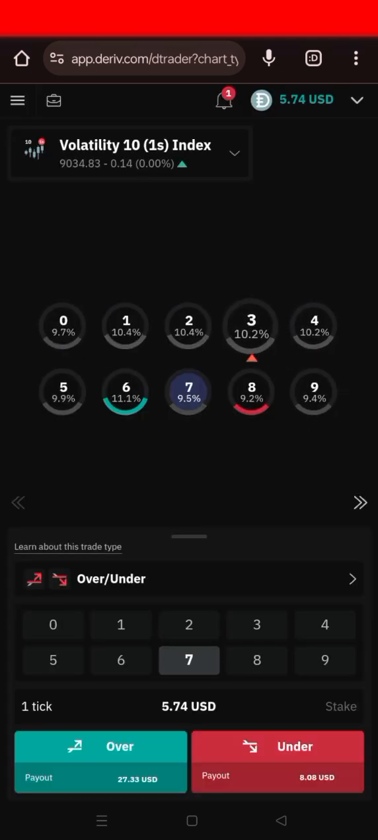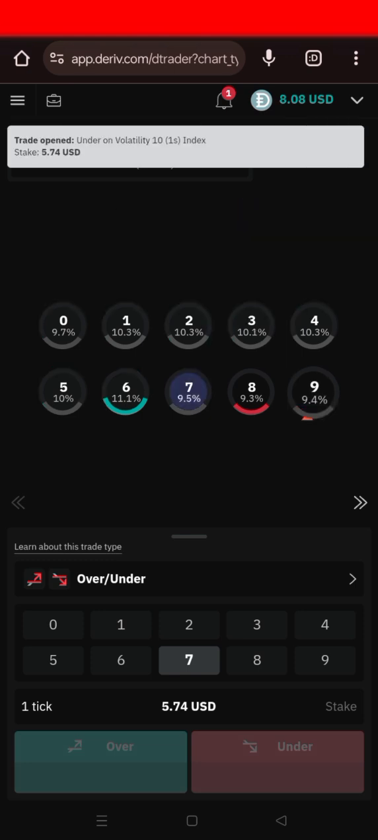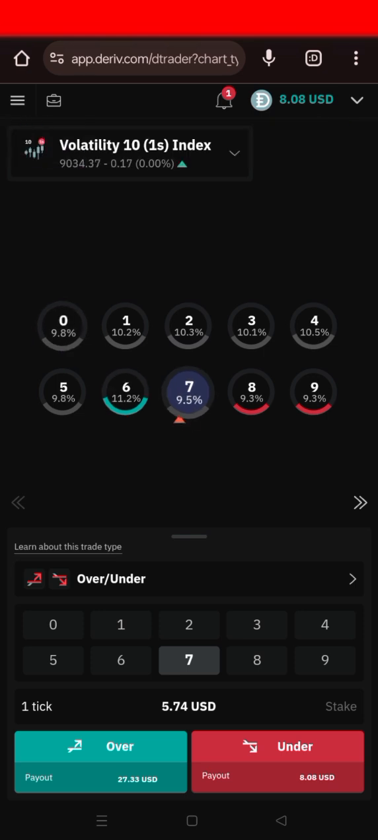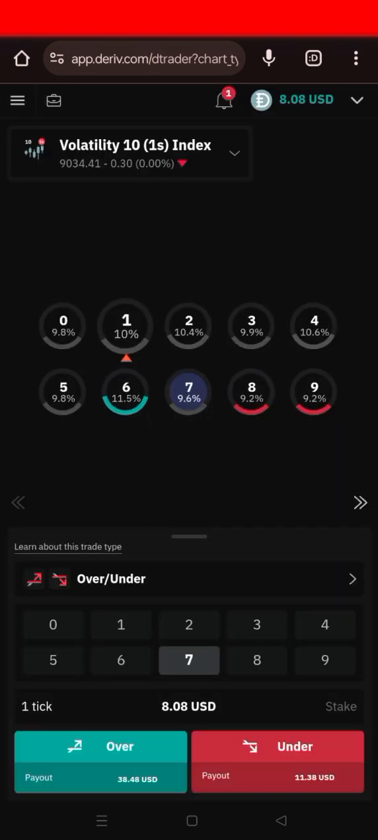So I will compound my stake to the whole amount so that I can just spot 2 entries or 3 entries or 4 entries until we reach 10 USD and we call it a day. So at 8.08, let me compound this capital, so I will put 8.08 as the stake. But remember guys, our aim is just to reach the 10 USD target.